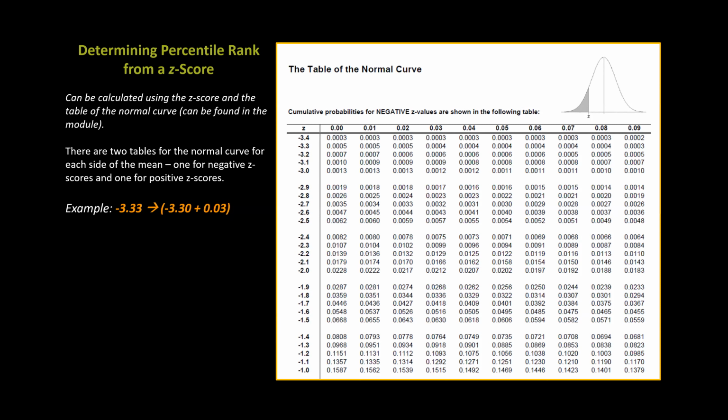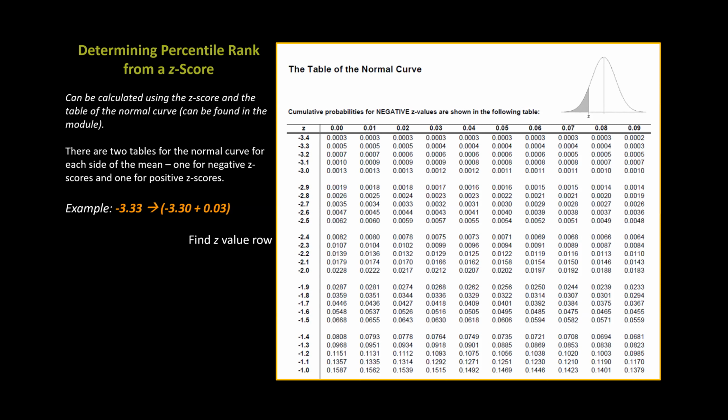So say, for example, we had a z-score of negative 3.33. The way that this table works is that you take that number and you break it into two parts. You have the negative 3.3 and then the 0.03. If you added those together, you would get the negative 3.33. But the way this table works is to find a z-score, you have to find the first part of the number and then connect it to the second part of the number, and then find where those two values intersect. We call this a matrix.